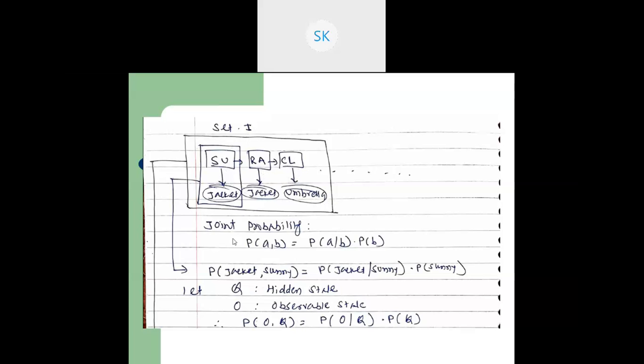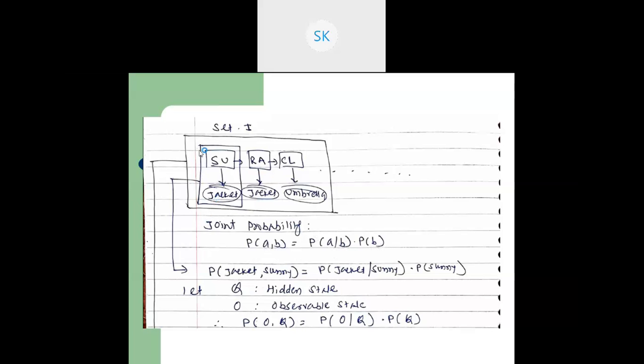Okay. So for reading further, we have to know about joint probability, which we are utilizing for further computation. Joint probability is the probability of A comma B, these two events A and B. So the joint probability of both events is the probability of A comma B. This is given as probability of A by B into probability of B.